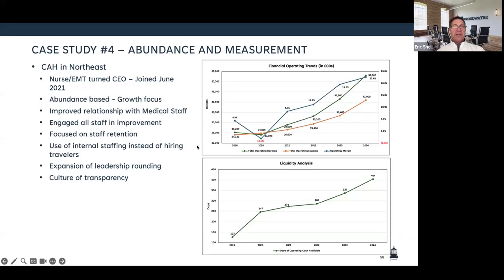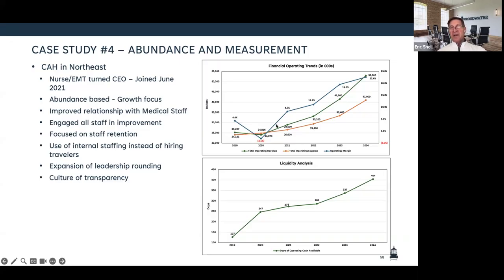Which one? I'm trying to think of what hospital this was. Oh, this is a good friend of mine. I'm actually going to see him on Thursday in New York. This was a critical access hospital that we visited pre-COVID, and they were just kind of just there, not really doing that much.